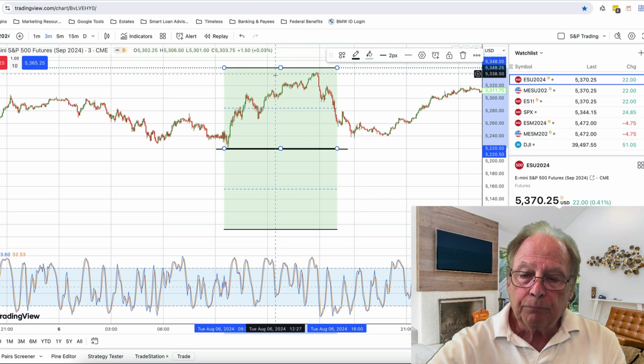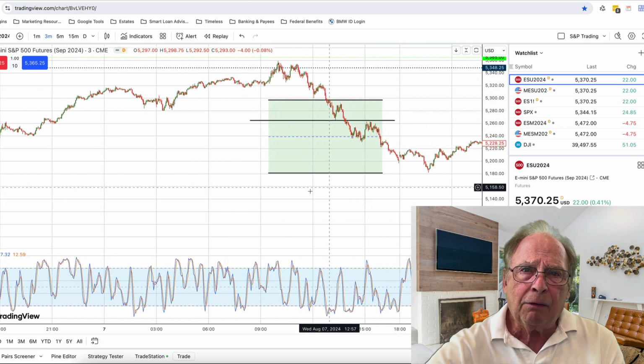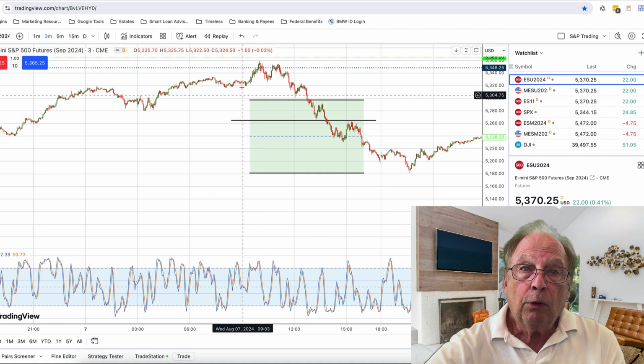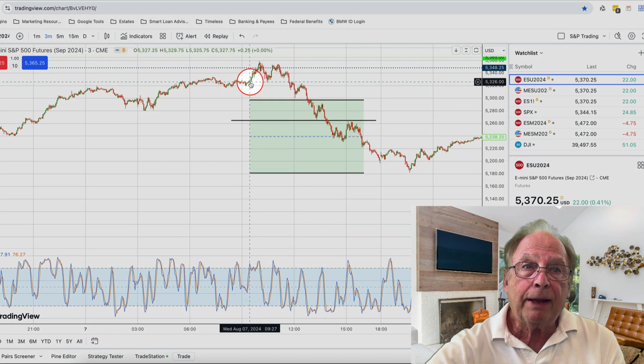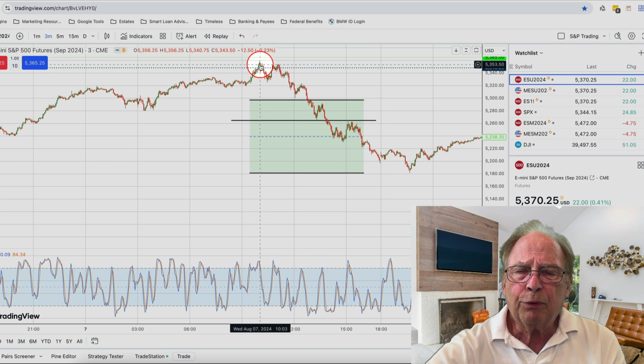This was Tuesday, August 6th. I'm going to delete the clone. Let's go over to Wednesday. Now on Wednesday, prices started right over here. This was the morning opening price, 53.27, and the market moved up at just about 9:30, just before 10 o'clock, to an intraday high.